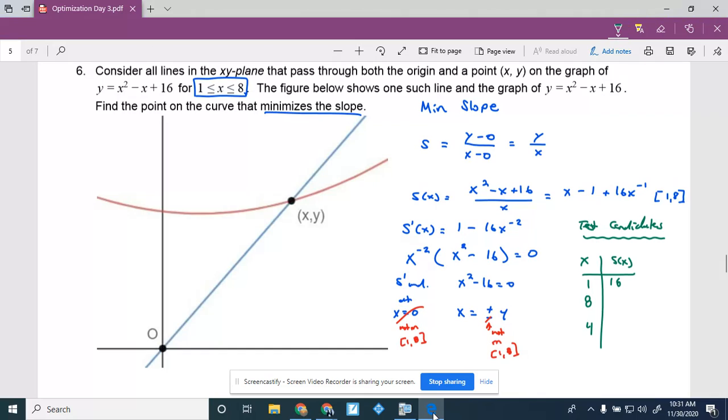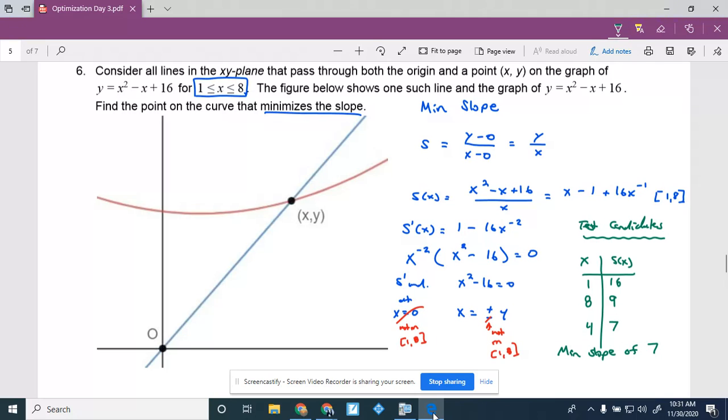Now if I test 8, 8 minus 1 is 7. 8 to the negative 1 is 1 over 8, and 16 over 8 is 2. 7 plus 2 is 9. That looks pretty decent. And now I'm going to test 4. So 4 minus 1 is 3. 4 to the negative 1 is 1 over 4, so 16 over 4 is 4. 4 plus 3 is 7. So I get a minimum slope of 7. This is my min here. So there is a min slope of 7.